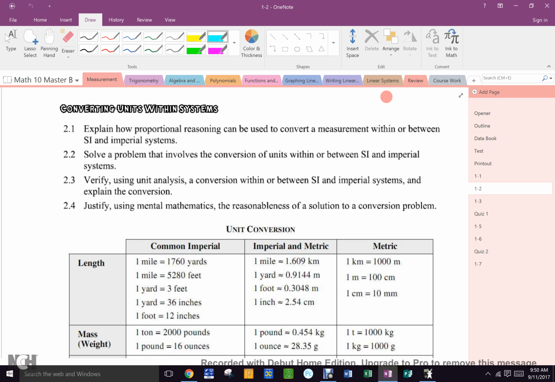It's actually a really useful thing to be able to do. So what we're going to start with is staying within our system, so converting SI to SI and imperial to imperial: feet to yards, yards to miles, meters to centimeters, grams to kilograms. We're going to start with that, and then we're going to work into switching between the two, kilometers to miles, things like that, because even though the numbers are different, the method is still exactly the same.